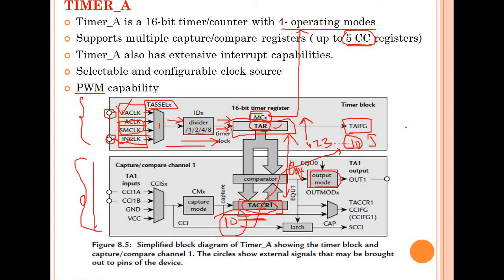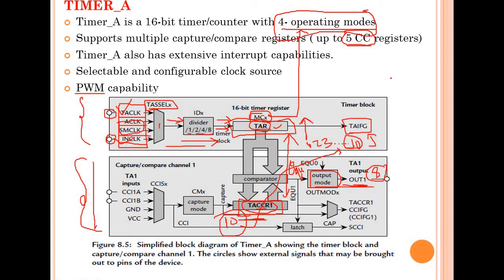And this is called compare mode. In a capture or compare channel, you have capture mode or compare mode. If you are comparing the value present in TACCR, it is called compare mode. Depending upon the compare value, the output modes are generated. Totally you have 8 output modes. Those are discussed later. Remember, output modes are 8, and the main operating modes are 4.